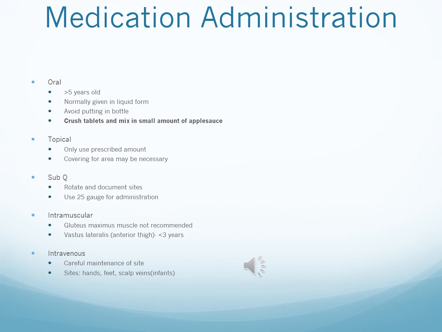You've got your topical medications. You want to make sure and use only the prescribed amount and, you might have to cover that area as well so the child doesn't get into it. Sub-Q, you want to make sure you're rotating and documenting those sites. You want to use a very small gauge needle for administration. The site of choice for intramuscular is going to be their vastus lateralis because the gluteus maximus muscle is not recommended. And then intravenously, you want to make sure that you monitor that site very, very carefully and maintain it. The sites can be in their hands, their feet, their scalp veins, especially in infants. So keep those things in mind.